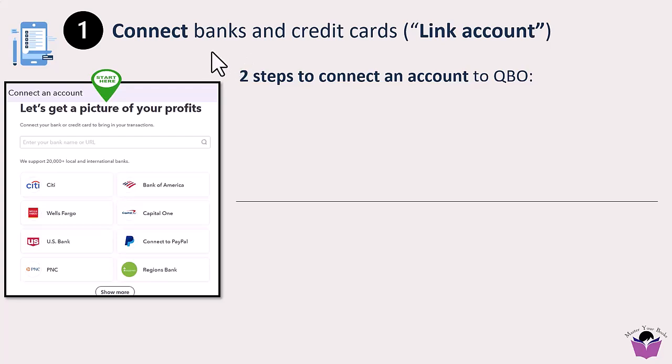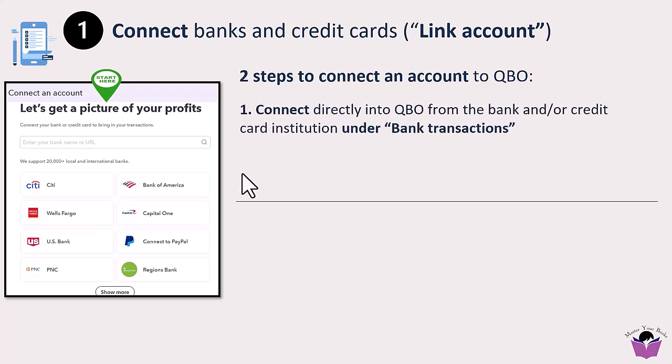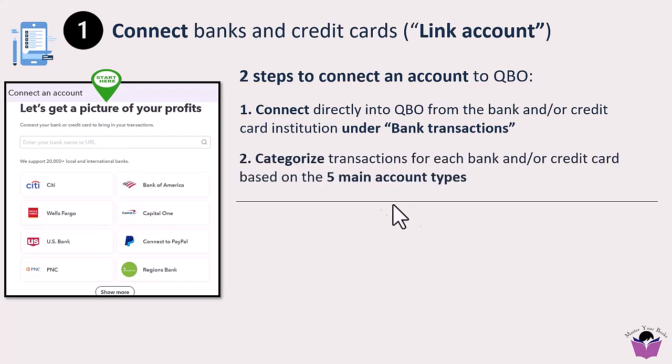Step number 1, connect banks and credit cards, also known as link accounts in QuickBooks Online. There's 2 key steps here, which is to connect directly into QuickBooks Online from the bank and or credit card institution under what's called bank transactions. Once you find that connect area, you will just locate your bank, and then you'll categorize the transactions that come through to the 5 main account types.